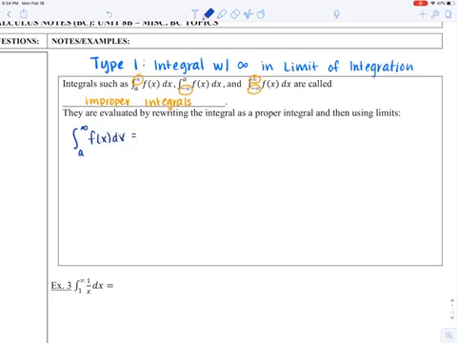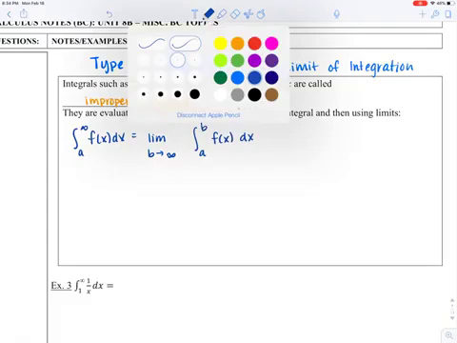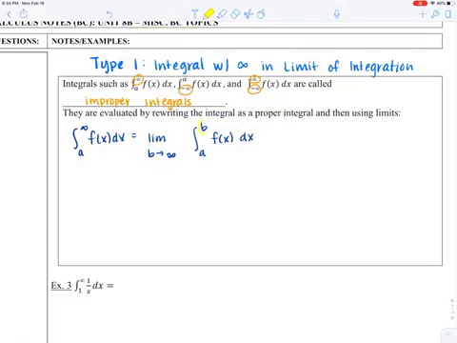we're going to insert a dummy variable and set up a limit, because remember that infinity is only a concept that we're able to work with inside of a limit. So we're going to say the limit as b approaches infinity, integral from a to b of f of x dx. Basically, I'm replacing the infinity with a letter, and I'm setting up a limit approaching what was there.